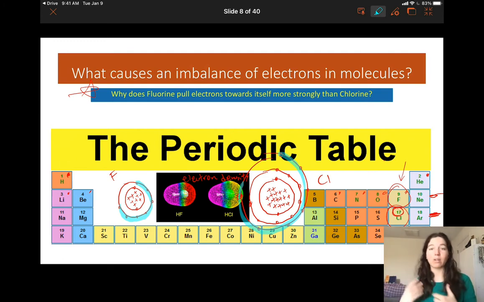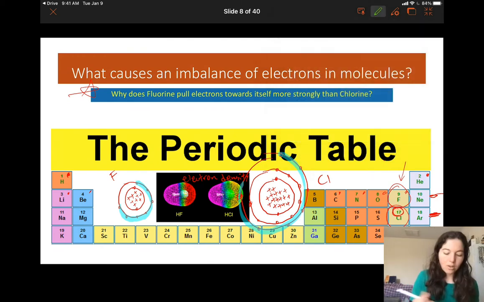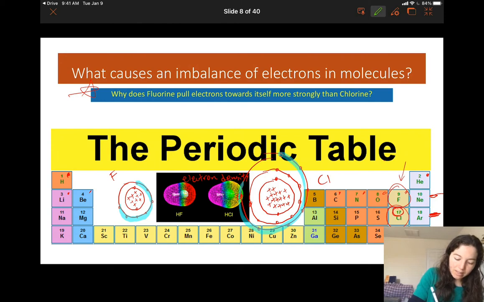We have more protons in the chlorine than our fluorine. So if we base our assumption on the previous thing, then we should see that chlorine's pulling harder, but it's not. So what that means here is that distance is a factor. So this distance between the positive and the negative charges of the electrons is very important.